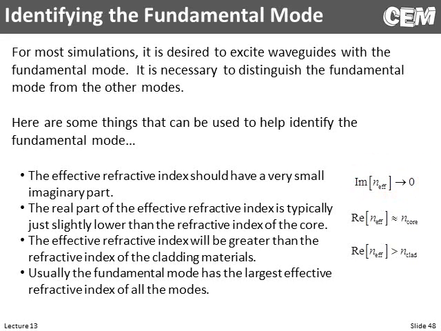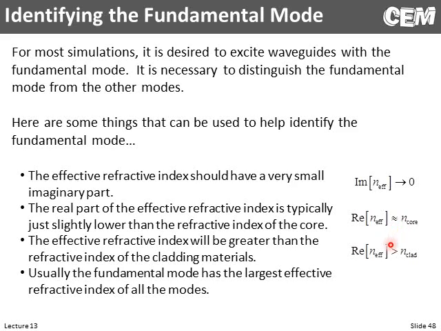And the reason I say it's not exactly 0 is that you may have loss built into your materials. The other thing is you could have leaky modes and it could leak out. So this is going to have the smallest imaginary part. Another thing, the fundamental mode is mostly contained in the core. So the effective refractive index will be very close to the core refractive index. So I'll say that the real part of the effective refractive index is very close to the core index, a little bit smaller, but very close to the core index.